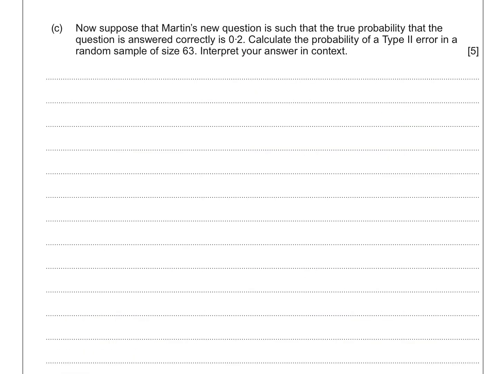Okay, and then on to part C. We had a little bit of extra room on the next page if we needed to, but we didn't. Now suppose that Martin's question is such that the true probability is 0.2. Calculate the probability of a type 2 error in that sample size. A lot of the time when you see these probability of a type 2 error, it comes from a previous part where you actually have rejected your null hypothesis, and so you've got something like the critical region.